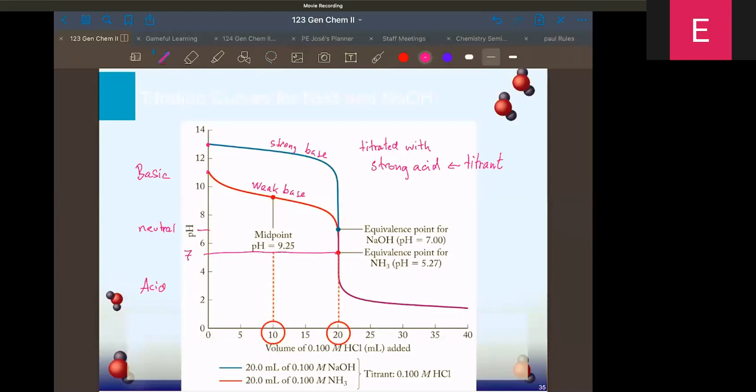Again, for the strong base there is no equilibrium, but for the weak base there's going to be a pKb associated with this. So again, we'll go to 20 as the final volume, and then we come up here and go to the midpoint and read here. What I'm going to read is the pKb.